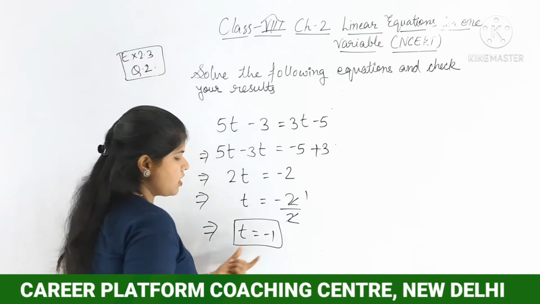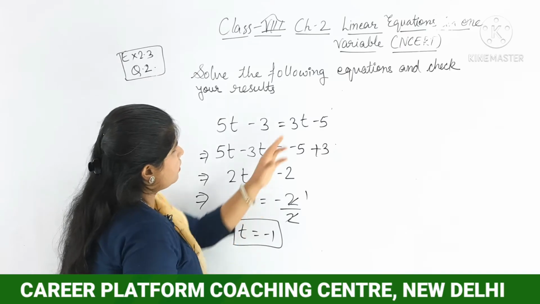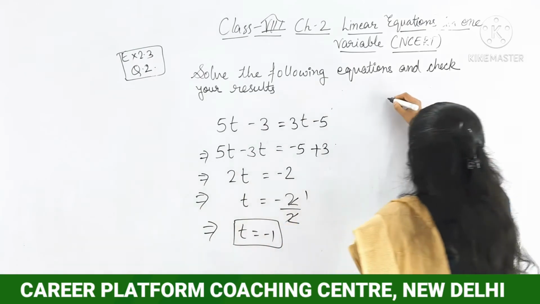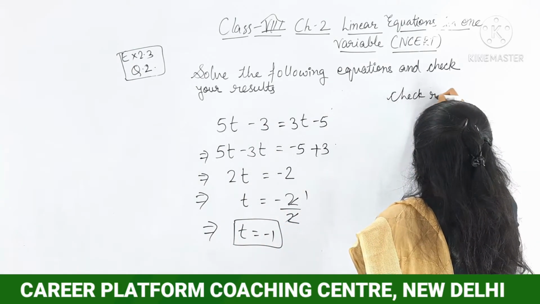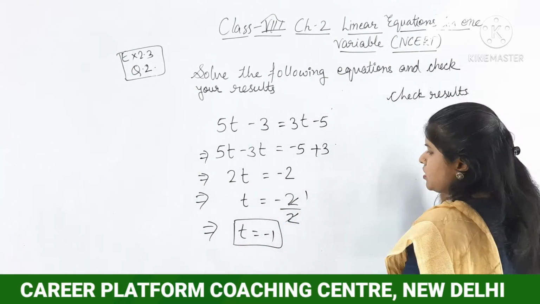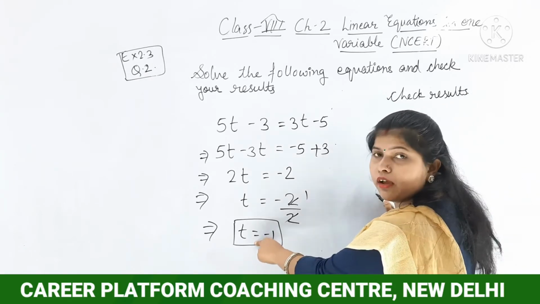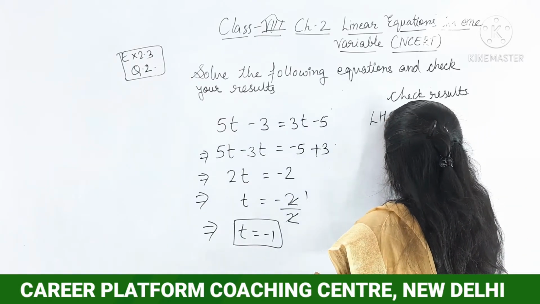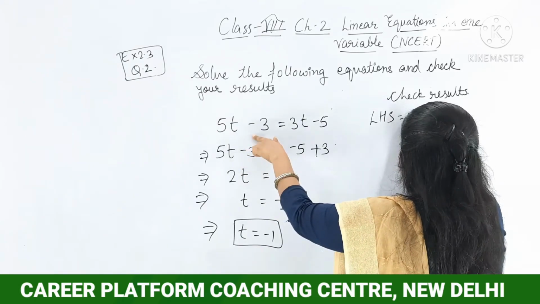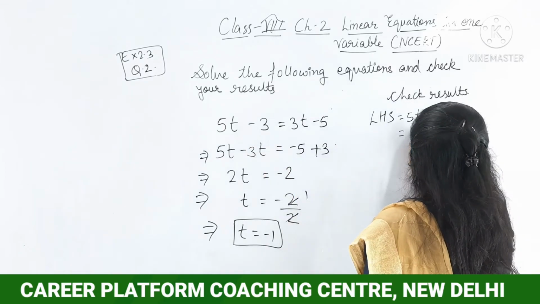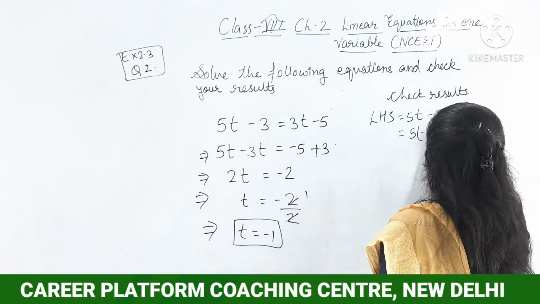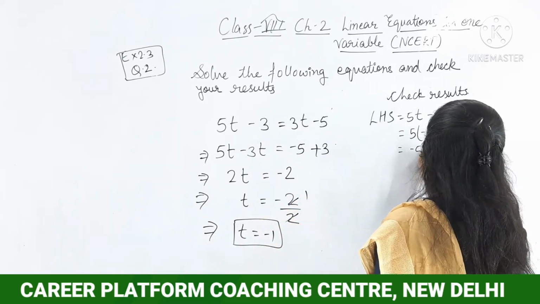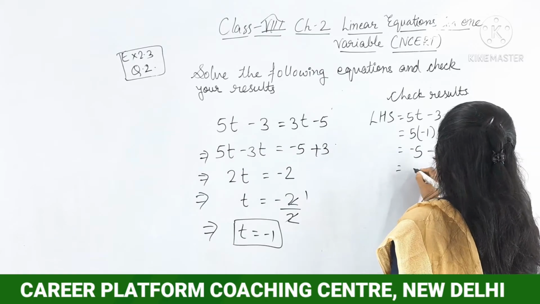So I am getting this as an answer, but we have to check the result also. How will you check results? Just substitute this value into the question. What is my LHS? 5t minus 3. So I substitute 5 into minus 1 minus 3. 5 into minus 1 is minus 5, minus 3, that is minus 8.